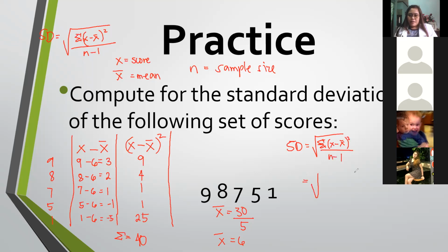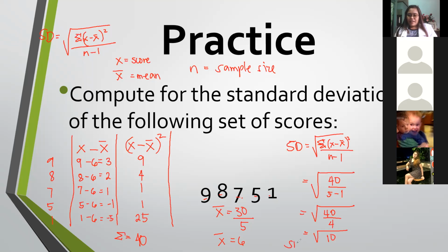So you have the summation and that is 40, divided by n minus 1. N is the sample size, how many book scores you have. You have 1, 2, 3, 4, 5. So this is 5 minus 1. Therefore, 40 divided by 4 is 10.